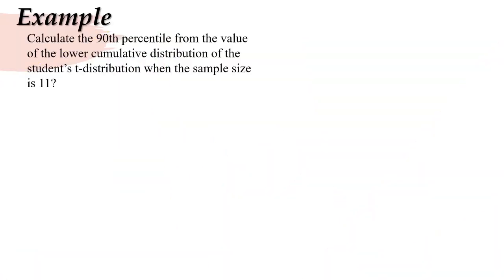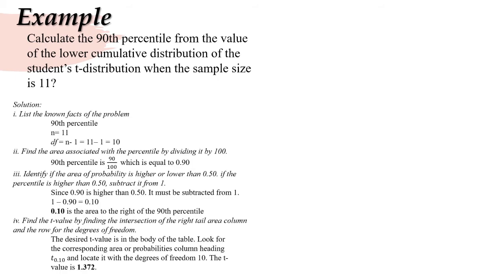Let's have another example. Calculate the 90th percentile from the value of the lower cumulative distribution of the student's t-distribution when the sample size is 11. Let's have the solution. First step, list the known facts of the problem. That is, 90th percentile, n is equal to 11, degree of freedom is equal to n minus 1, that is 11 minus 1, that is equal to 10. So the value of our degree of freedom is 10.